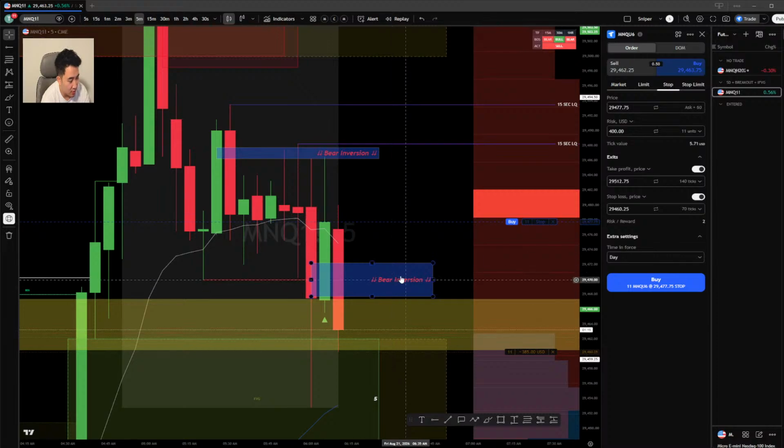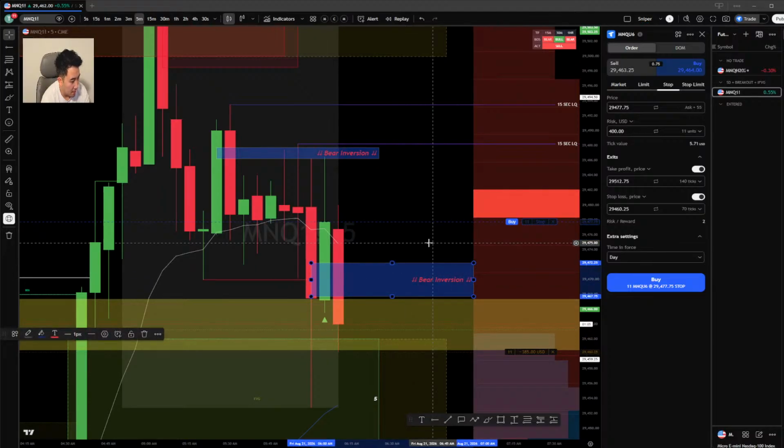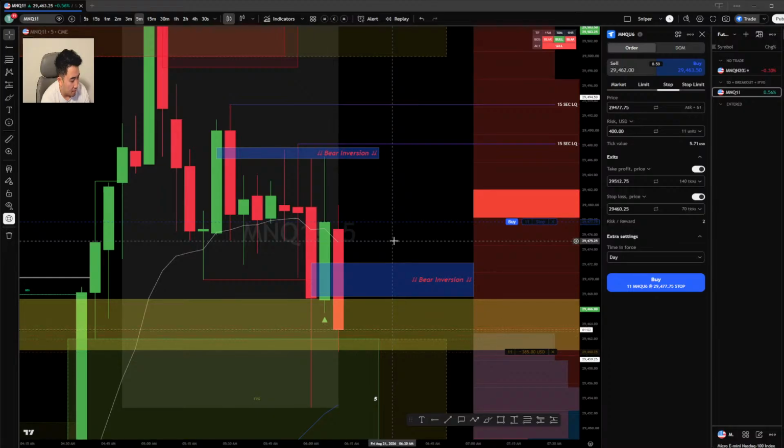But we have this bearish inversion zone right here with a bearish gap that's being formed right now in the 1 minute. Price would have to spike over this bearish inversion and then tag us in. See what happens on the next candle, if not this candle. Just get ready.